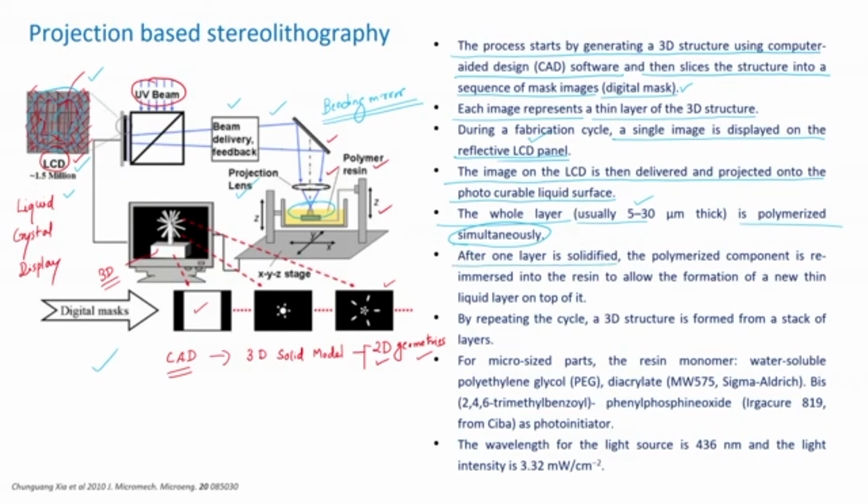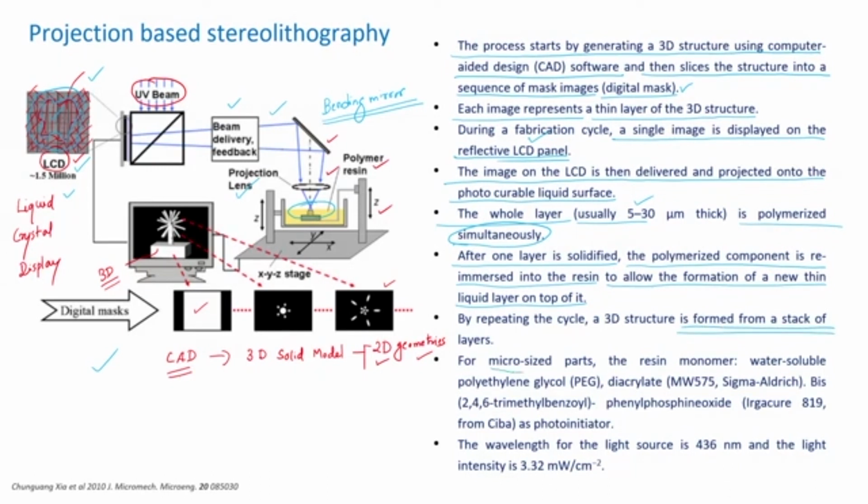After one layer is solidified, the polymerized component is re-immersed into the resin to allow the formation of a new thin liquid layer on top of it. So, once one layer is solidified, polymerized, then the stage will move in a downward direction. The liquid will flow over that polymerized layer, and then the next layer will be processed. By repeating this cycle, a 3D structure is formed from a stack of layers.